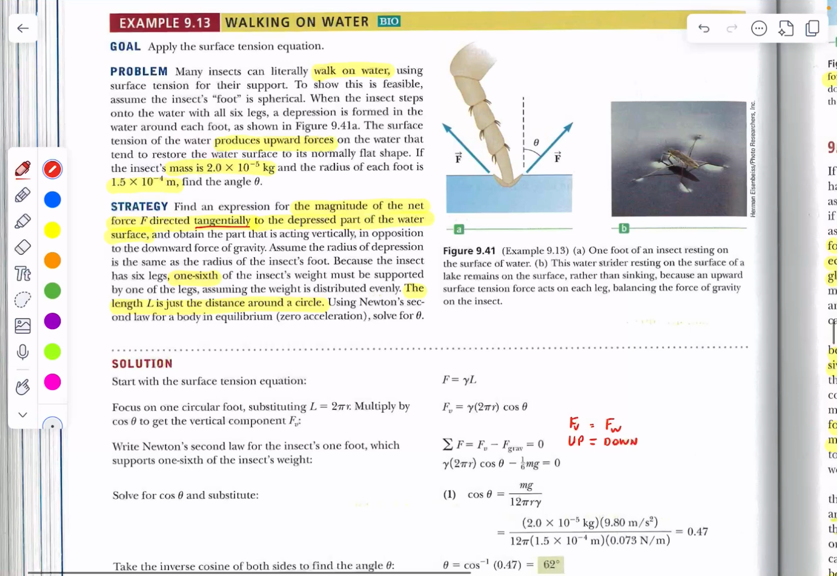So here's an example of the leg of a water strider, which is right here.